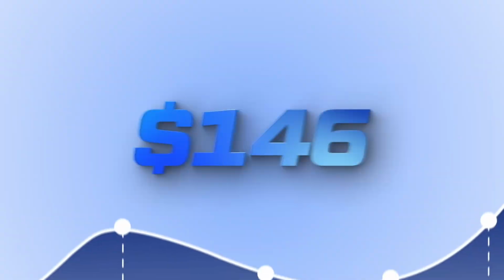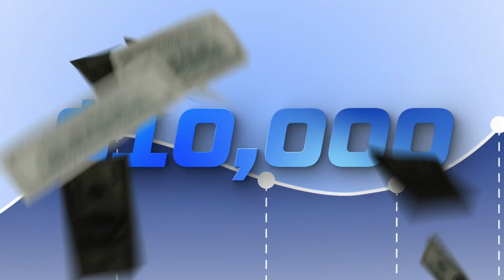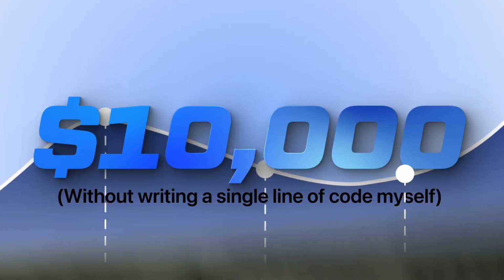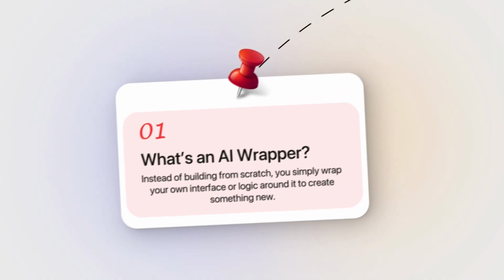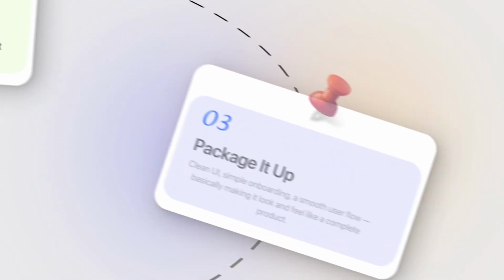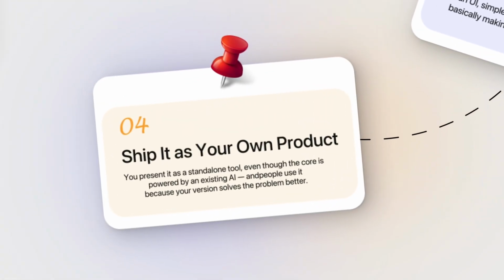This is the AI tool I used to build the $10,000 mobile app without writing a single line of code myself. And it's kind of funny because it's just a simple AI wrapper. An AI wrapper is a concept where you grab an already existing tool, add some features to it, package it up, and ship it out as your own standalone product.